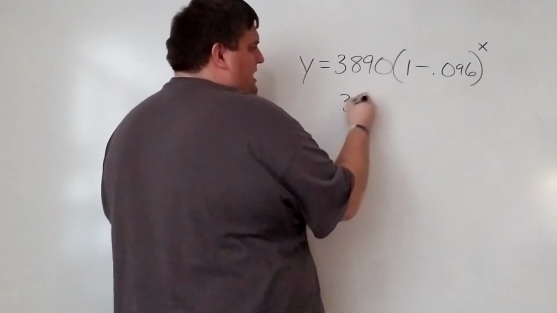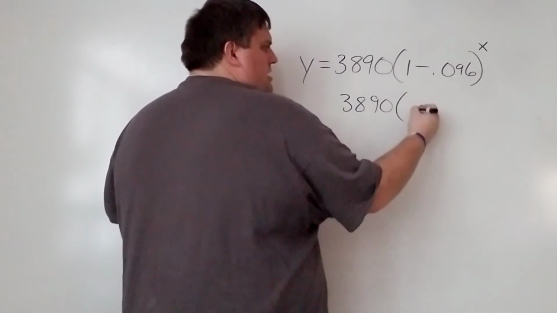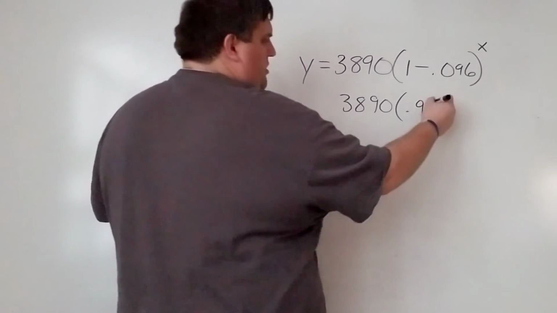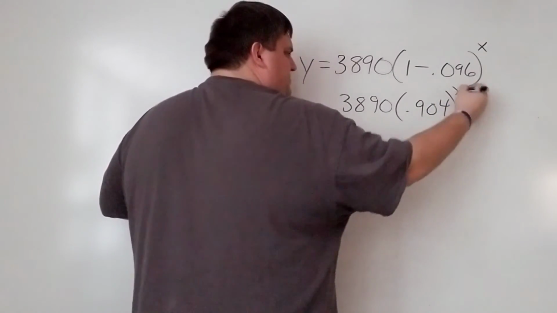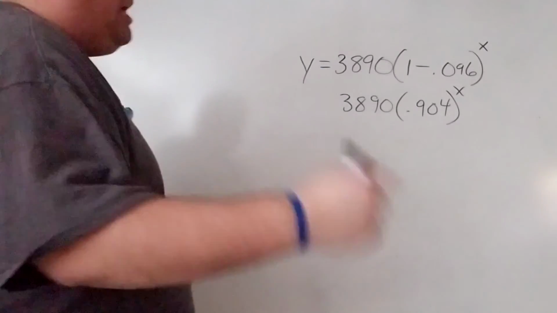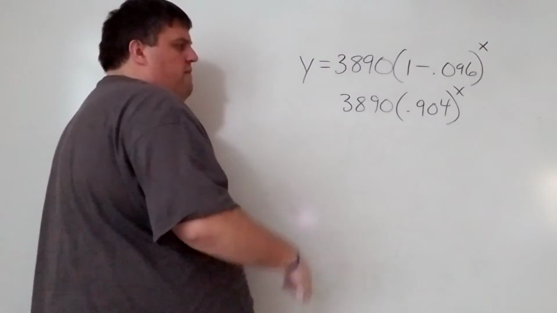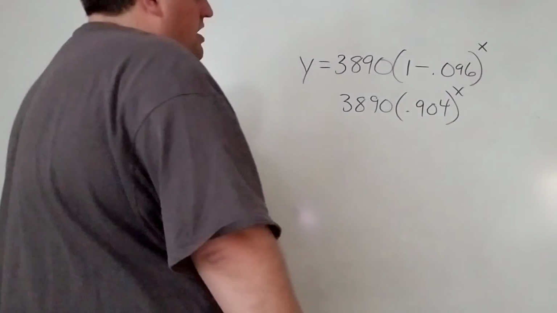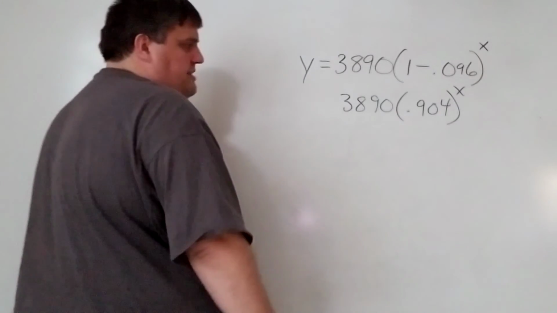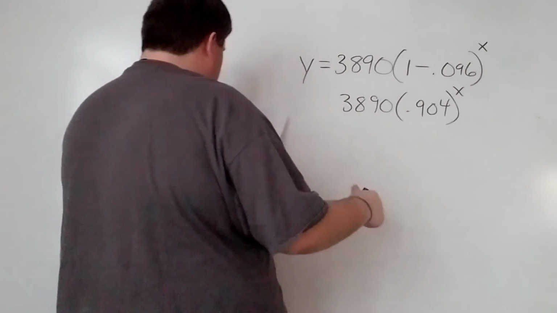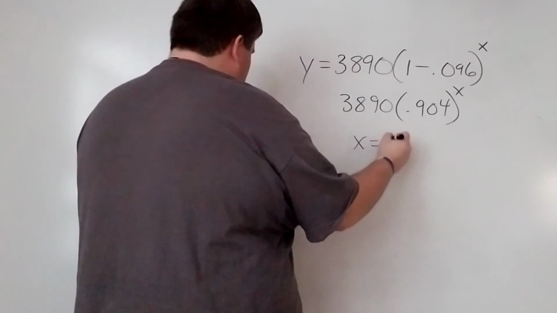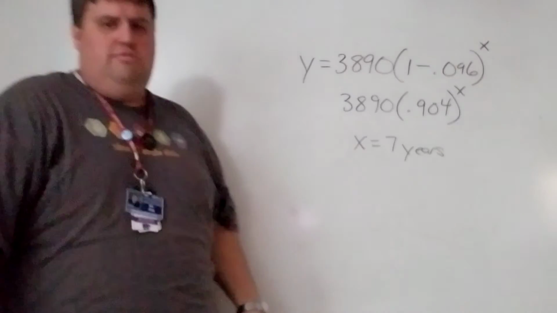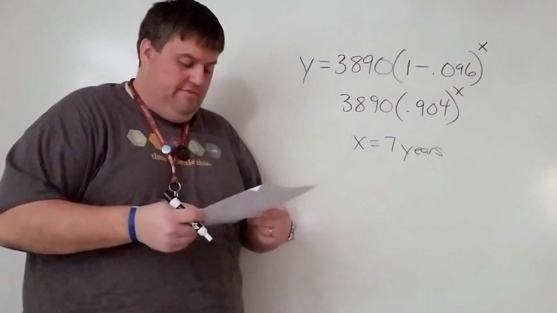Anyway, so here's what it should look like when you set it up. Or if you subtract it in here, that would be 0.904 to the x. And if you just kept plugging in numbers and trying it, that would work. Or if you use the table in your graphing calculator, that's an excellent feature that you could definitely use. You could even graph it on Desmos or something and see when it's less than 2,000. But it's going to take at least 7 years before there's 2,000 or less tigers.